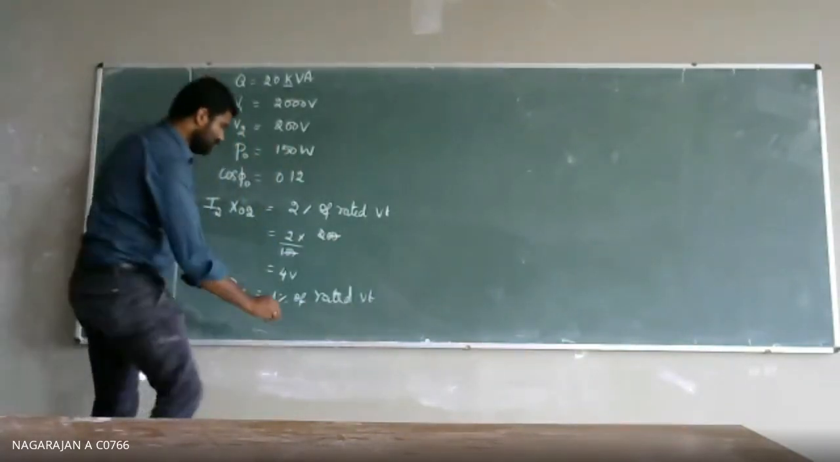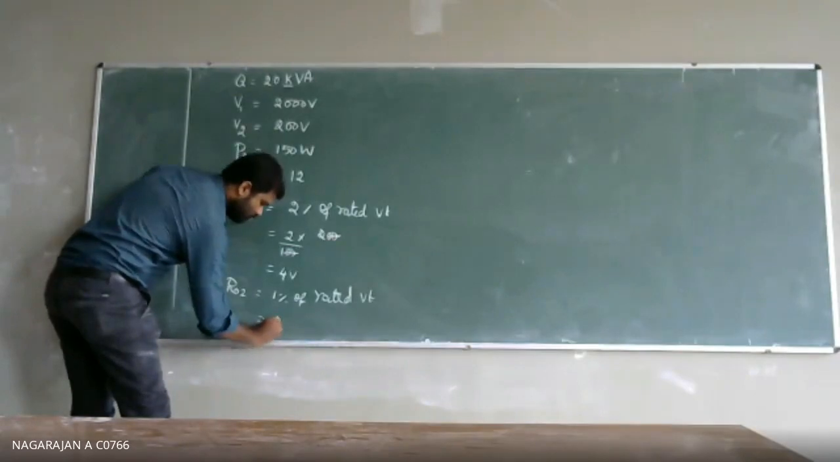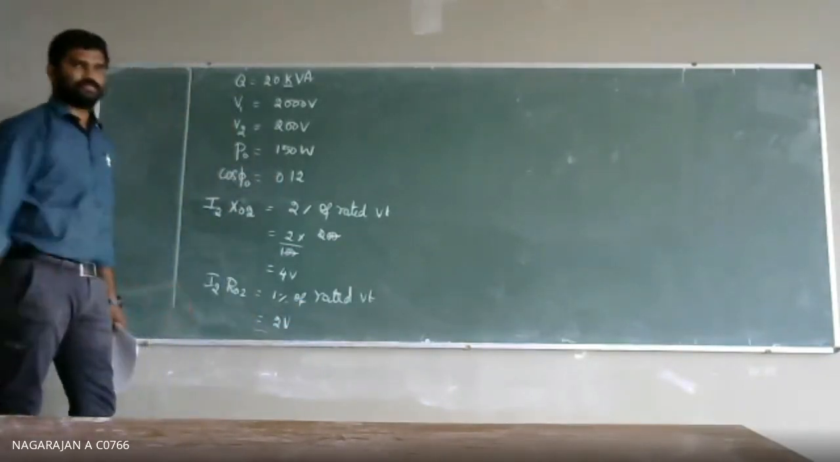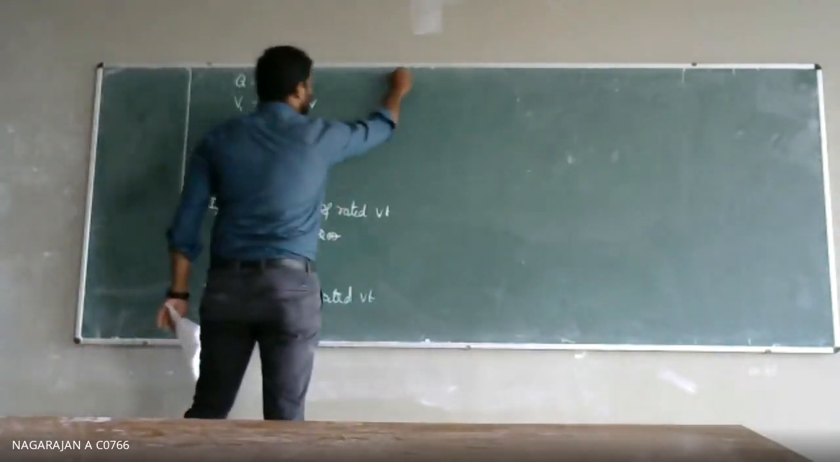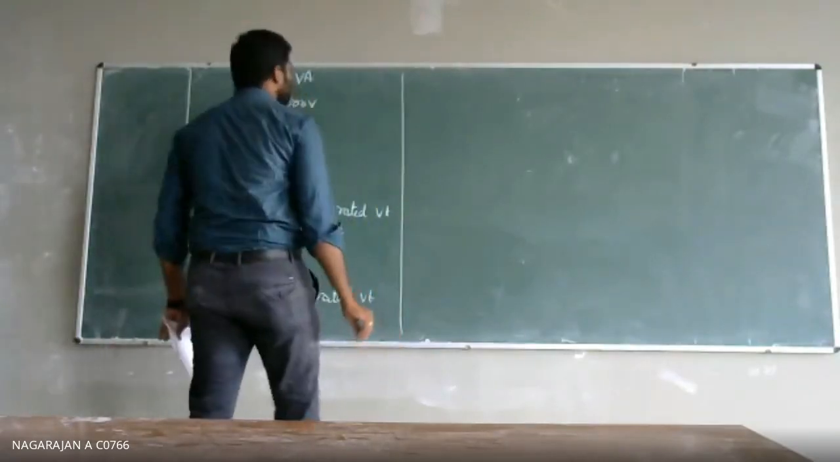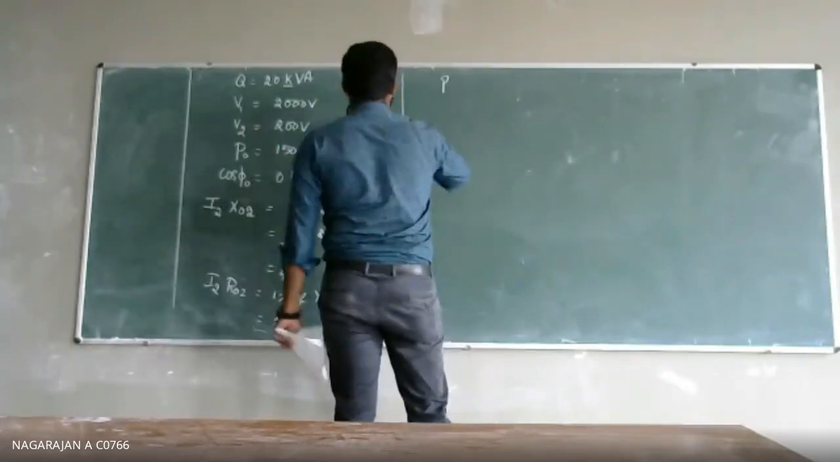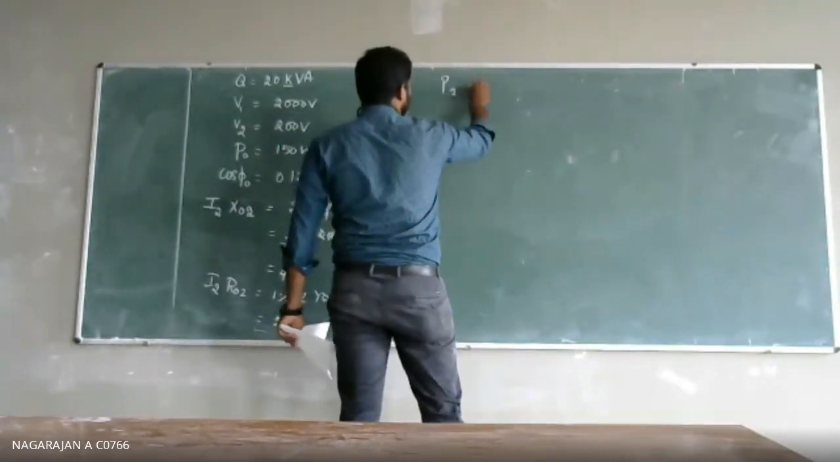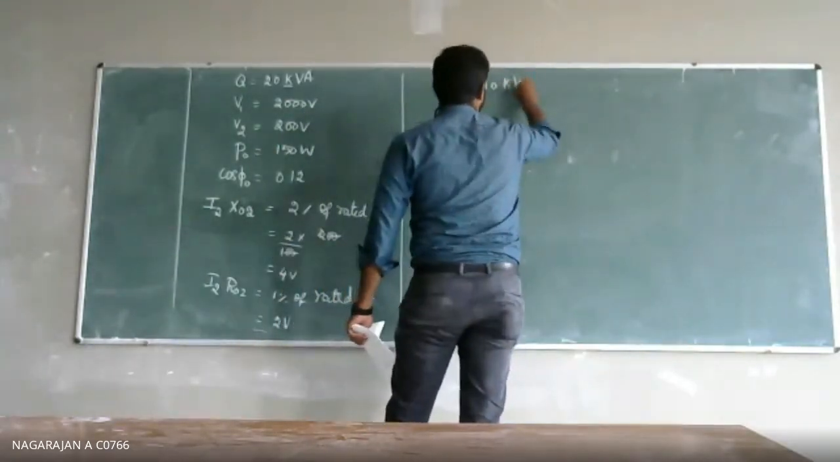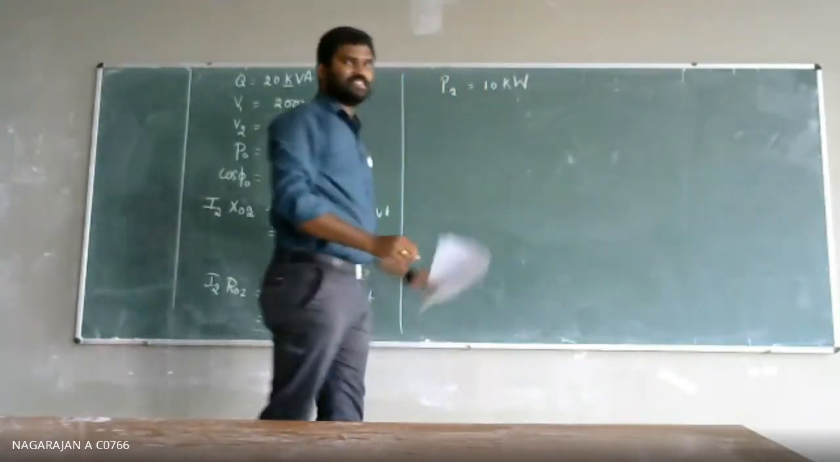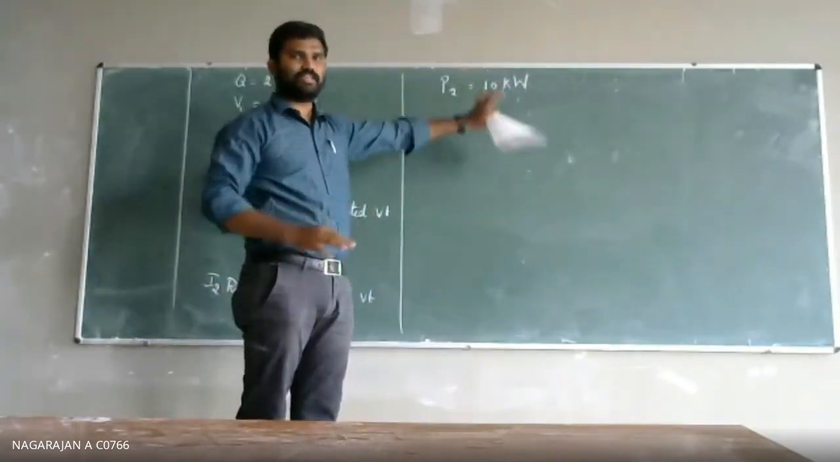Okay, so 1% of rated voltage will be 2 volts, isn't it? Okay. And next one they have given us the transformer. This transformer delivers the load of 10 kilowatts. Okay, this is the power received by the load.